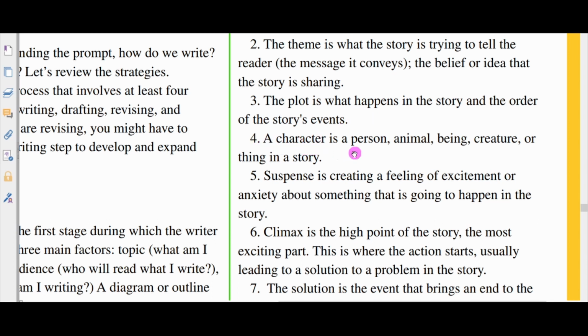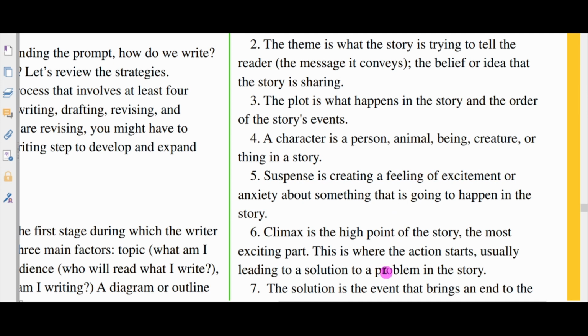4. A character is a person, animal, being, creature, or thing in a story. 5. Suspense is a feeling of excitement or anxiety about something that is going to happen in the story.